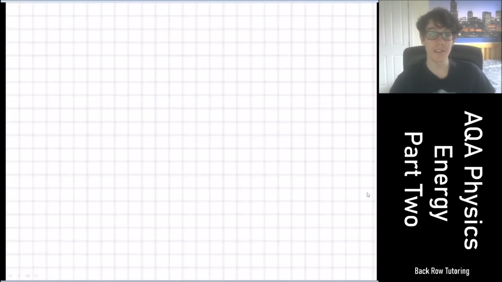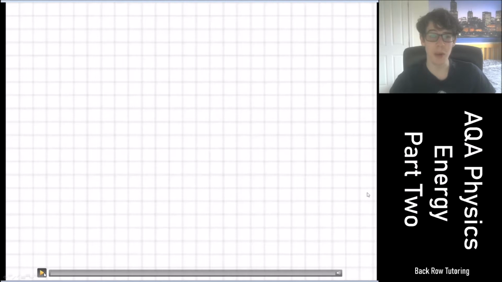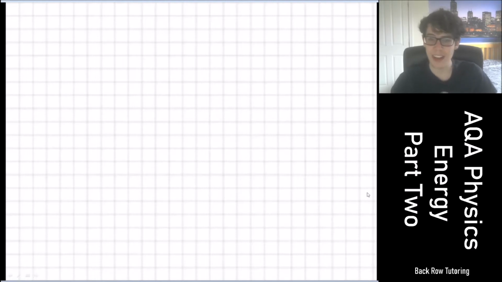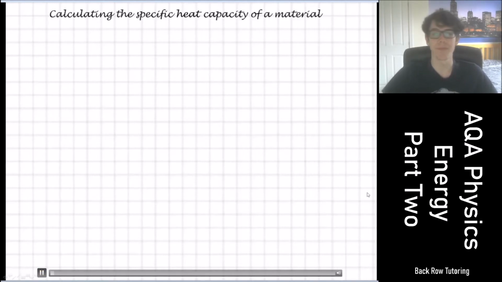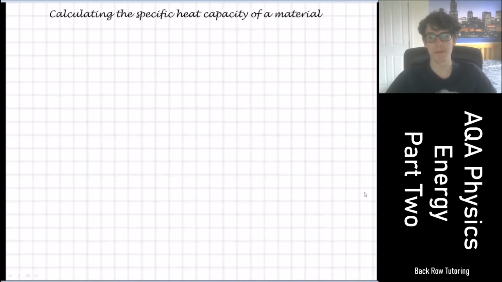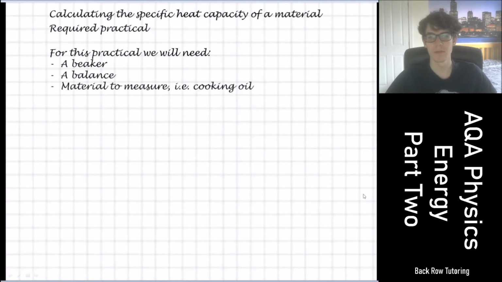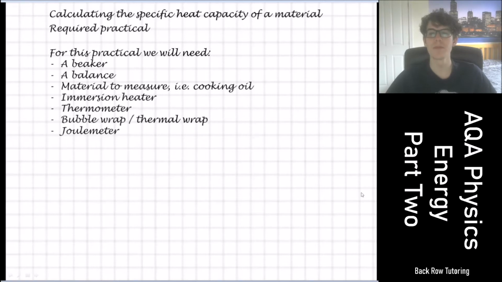Okay, so we're going to watch a little video now of how to find the specific heat capacity of a material, and this is a required practical, so if I were you, I would try and learn this off by heart. Hello there. We're going to be calculating the specific heat capacity of a material, and this is one of the required practicals. For this required practical, you will need a beaker, a balance, a material to measure the specific heat capacity of, and in this example we'll be using cooking oil, an immersion heater, a thermometer, bubble wrap or thermal wrap, a joule meter, a power pack, and a lid for the beaker.